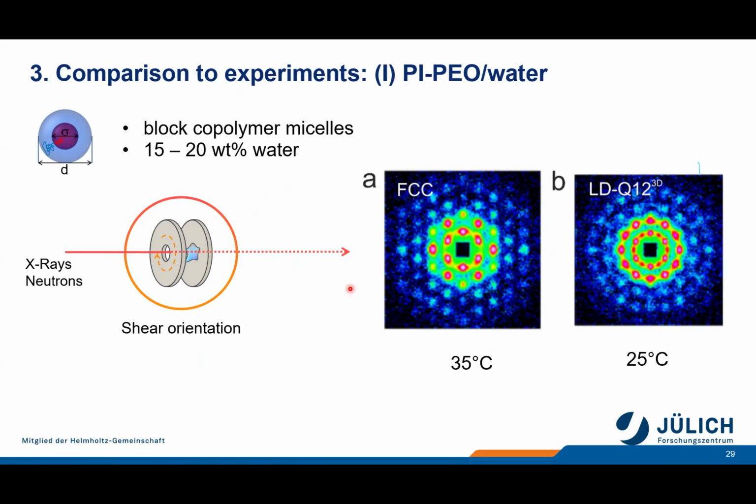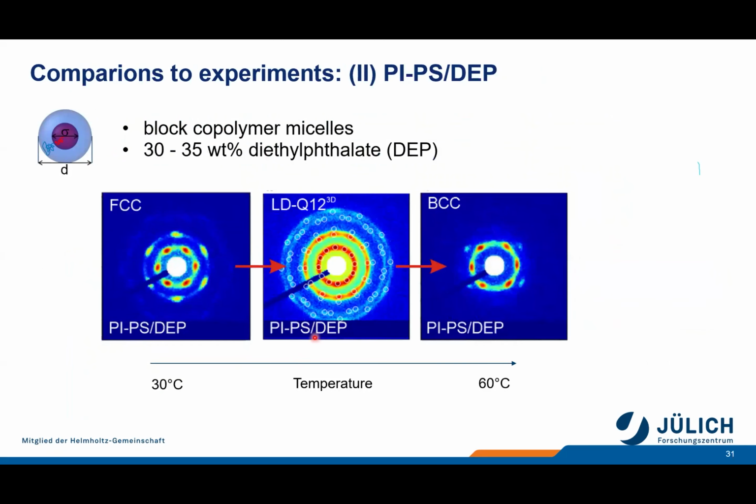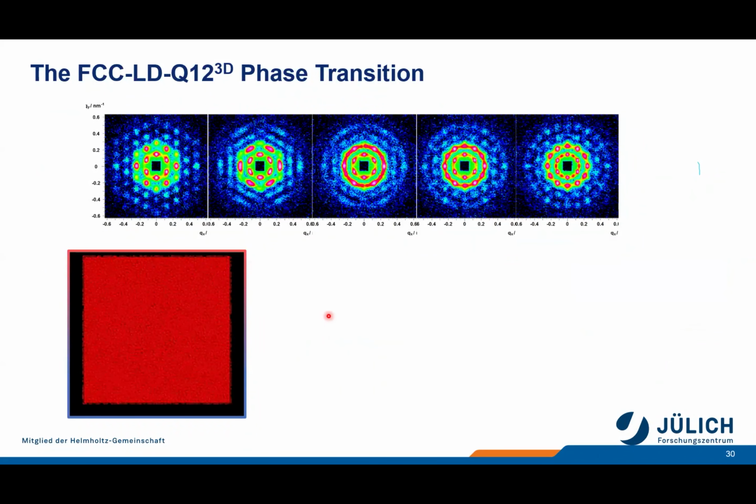What we observe with rheo-SANS is that if you shear orient the sample between 2 plates, first you have at high temperature an FCC packing. This was well known for these block copolymer micelles. But if we cool down, we see a phase transition to this phase with 12-fold rotational symmetry. And this is the quasicrystal that we were after. We now compare this phase transition that we see in the experiment. Could we start the simulation.